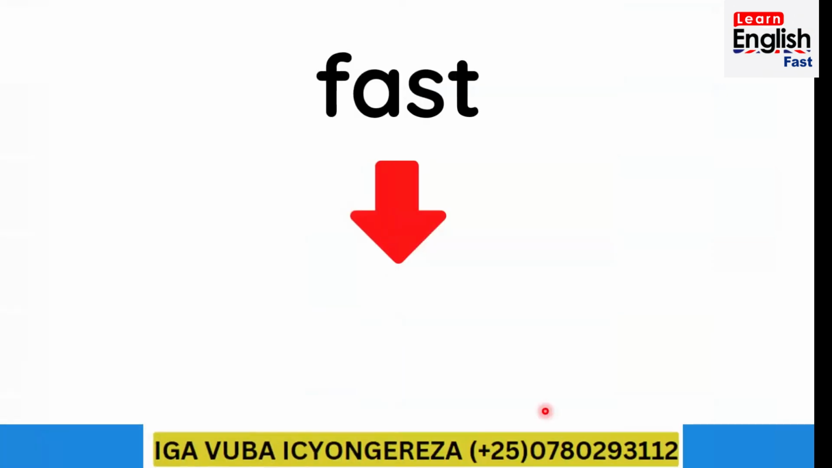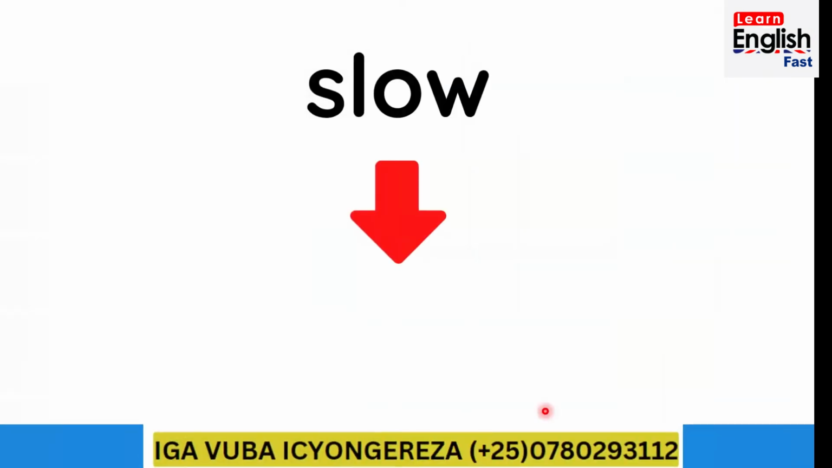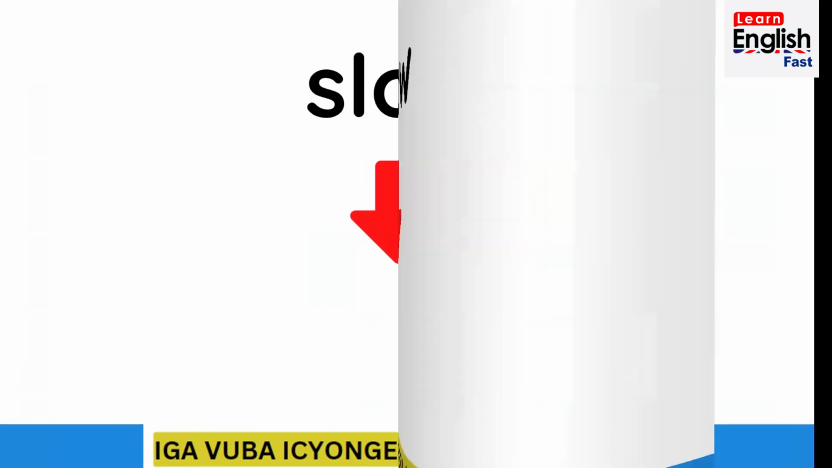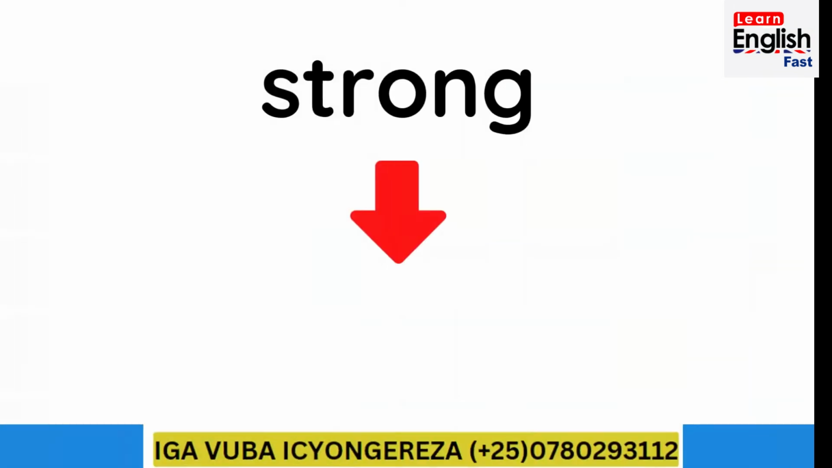Here, fast. Remember, fast. 1, 2, 3. Fast becomes faster. Okay? Fast, that is faster. Next. Slow. Slow. 1, 2, 3. Slow becomes slower. Next. Strong. Strong. 1, 2, 3. Strong becomes stronger.